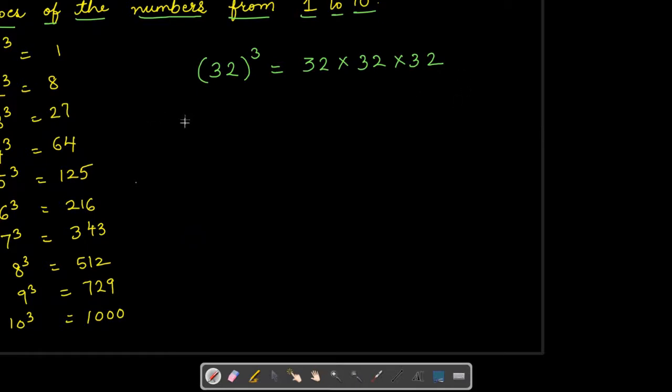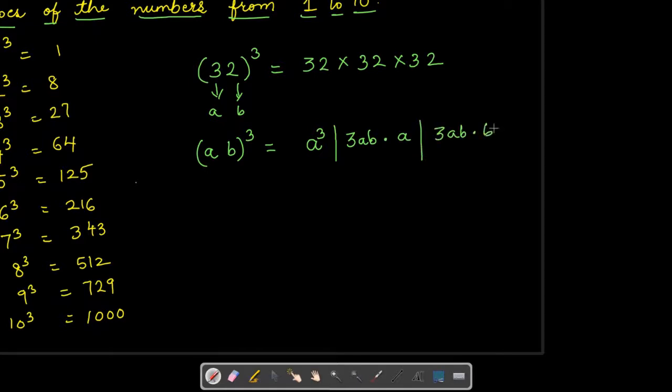Let me help you to understand the trick. Let me say I have two digits. This would be my A and this would be my B. If I have the two-digit number AB to the power of 3, then I can write this with a formula: A cube, and then a bar, which is the partition I'm giving, then 3A times A times B, then 3A times B times B, and here it would be B cube.